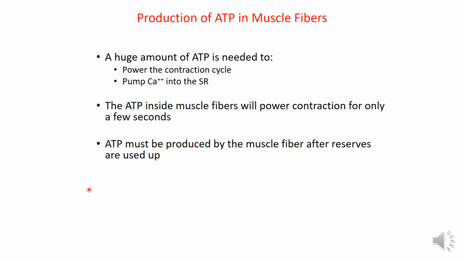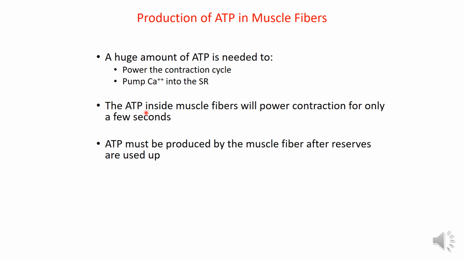Production of ATP in muscle fibers. As we mentioned before, the muscle needs ATP during contraction and relaxation. The power of the contraction cycle, the cross-bridge cycling: with each cross-bridge cycle, we have hydrolysis of the ATP, and ATP pumps calcium into the sarcoplasmic reticulum. The ATP inside the muscle fiber will power contraction for only a few seconds.